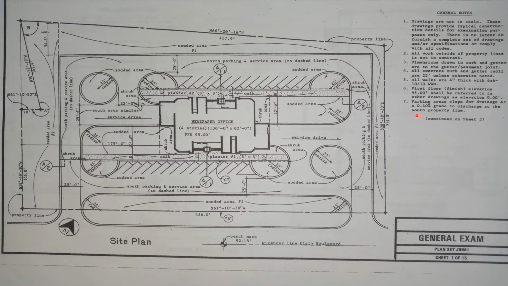Your parking area is sloped for drainage at 0.4%. So as you move through the parking lot, it is not completely level. It is designed to drain at 0.4%, and it discharges, it tells us here, at the south property line. So right over here is where it's going to drain. You might get a question about the elevation of the parking lot, so we'll get to that.